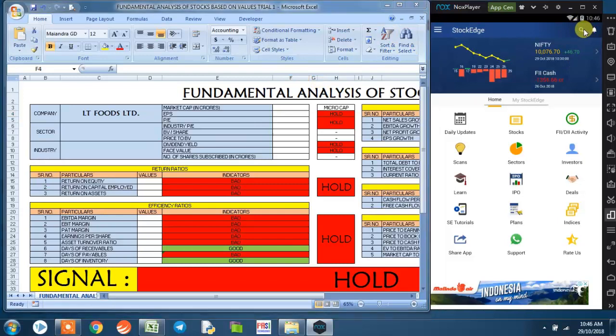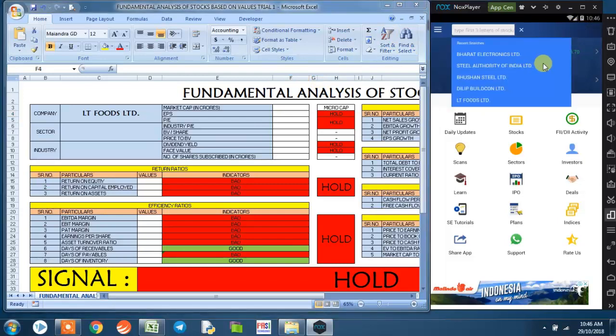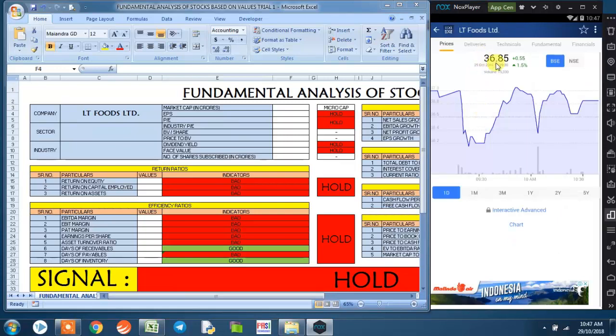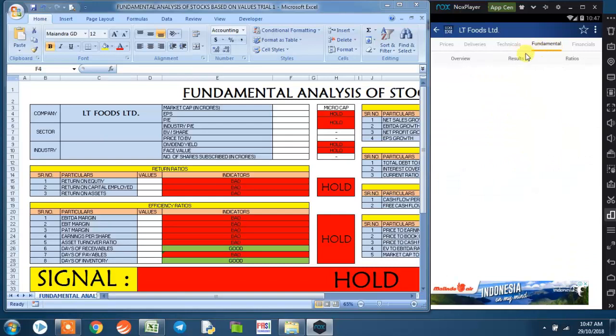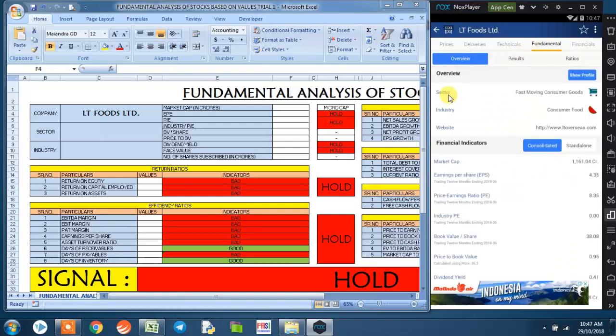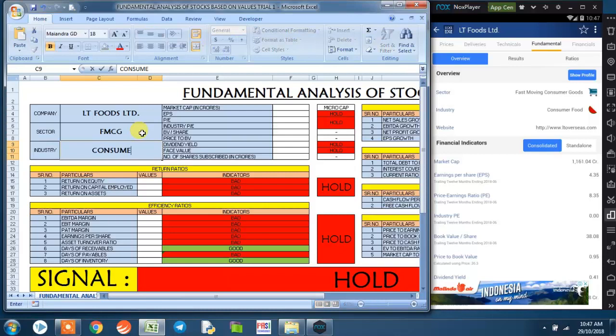Now let's go to LT Foods Limited in the search bar. We could see here the last traded price of LT Foods Limited was 36.85 on 29th of October 2018. Let's go to the fundamental tab, and under the overview we could see that the sector is FMCG, that is fast moving consumer goods, and industry is consumer food.